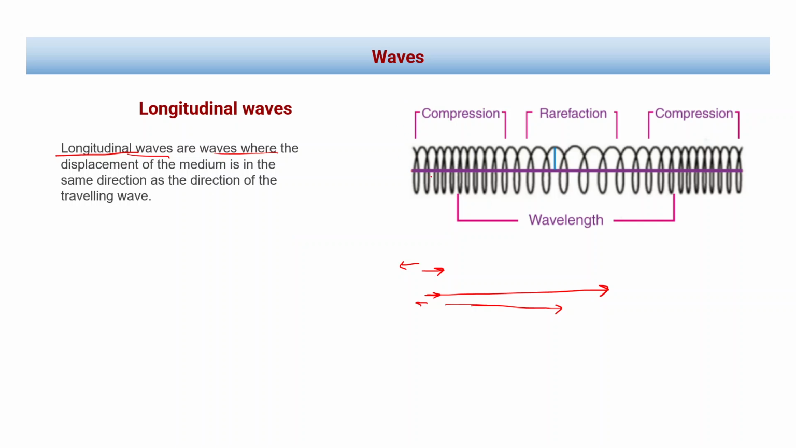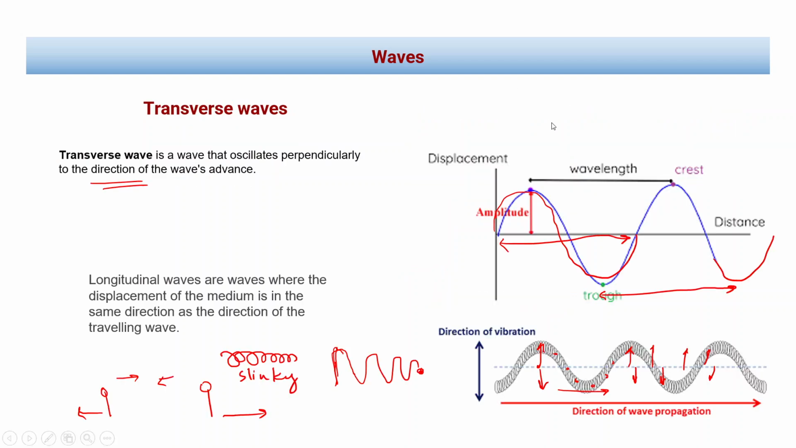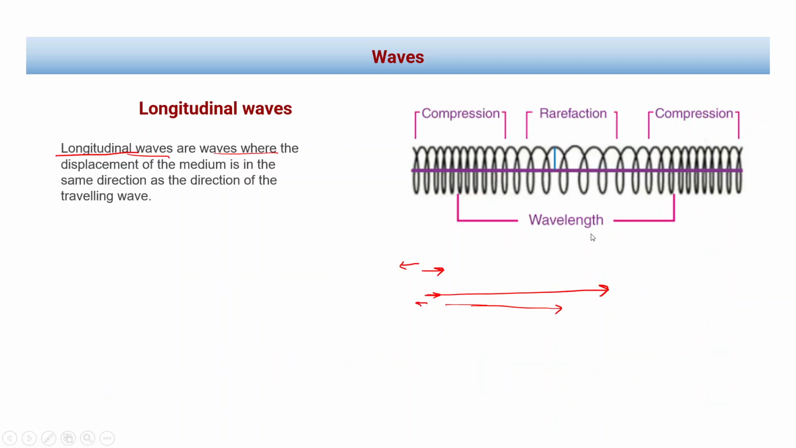And in this kind of spring or slinky example, when all the particles are compressed, it's called the compressed area. When they are apart, it's called the rarefaction area. And like here, this crest and trough were repeating, in a longitudinal wave this compression and rarefaction is repeated. So these are the two kinds of waves.